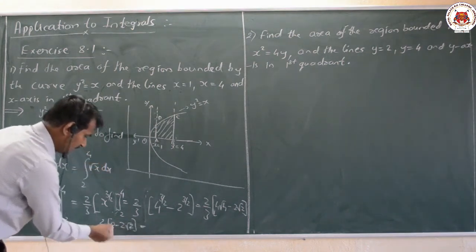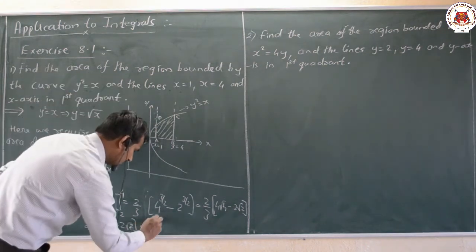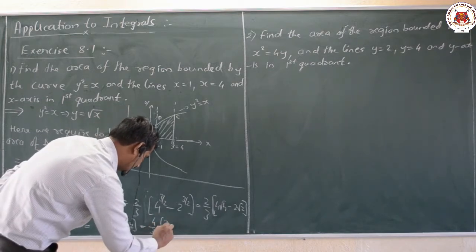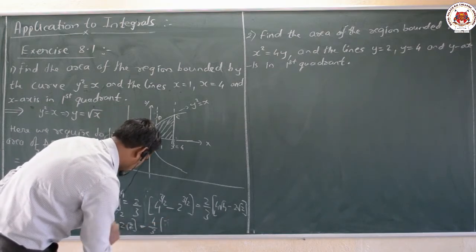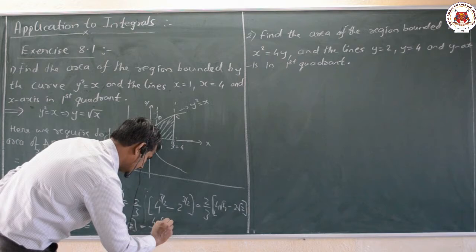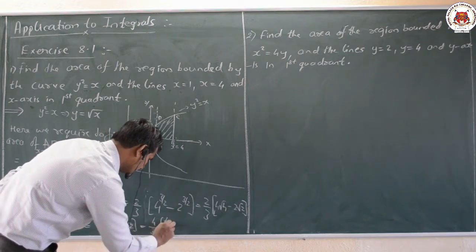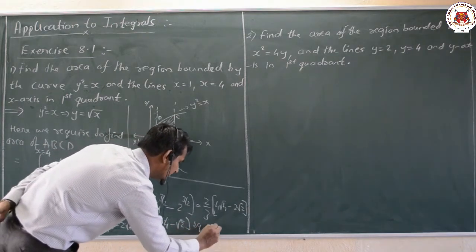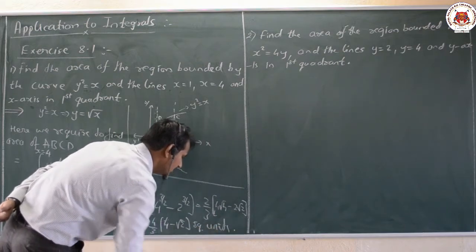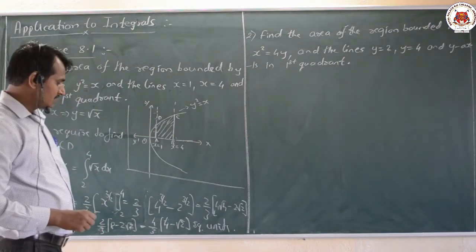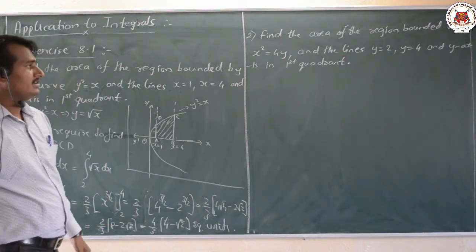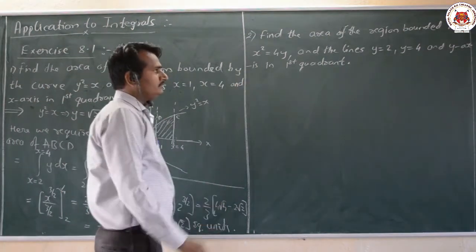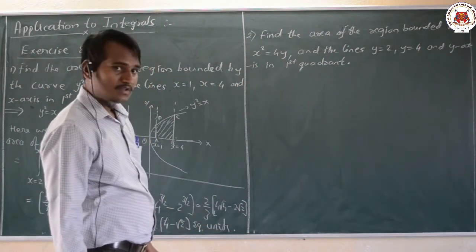So, at last if I take 2 common outside, that is nothing but here 4 by 3, here 2, that is nothing but 4 here, 4 minus root 2, square units. That is nothing but the required result. Okay, dear students, it is nothing but our very simple example here. Now that is our first problem.